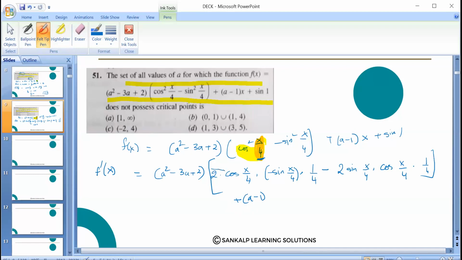So 2 minus 2 cos x by 4 sin x by 4 into 1 by 4, and plus 2 sin x by 4 into cos x by 4 into 1 by 4 will cancel. If you set it equal to 0, you'll have a minus 1 equal to 0, a equal to 1.